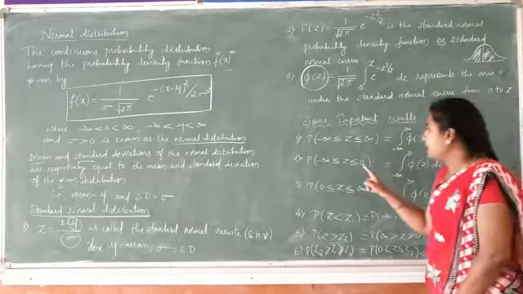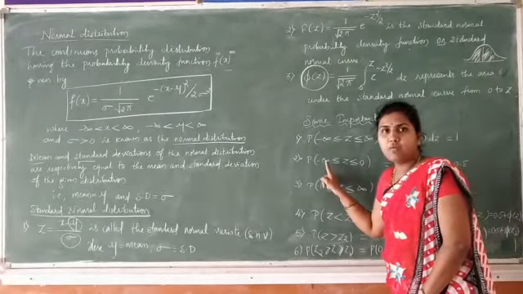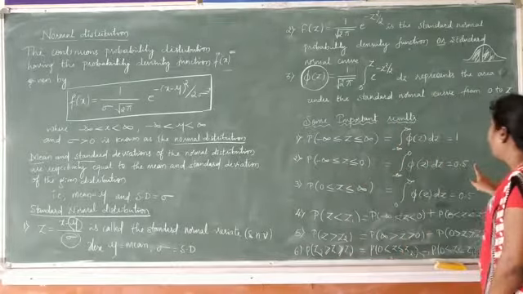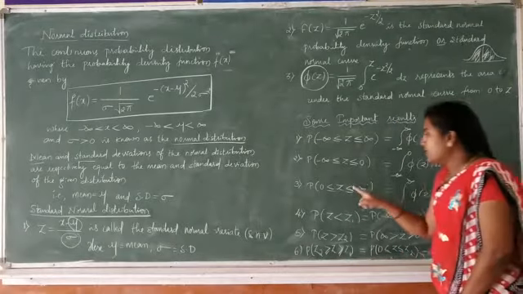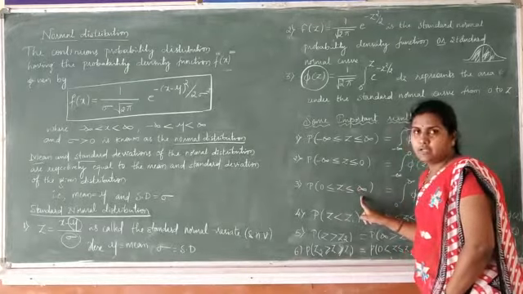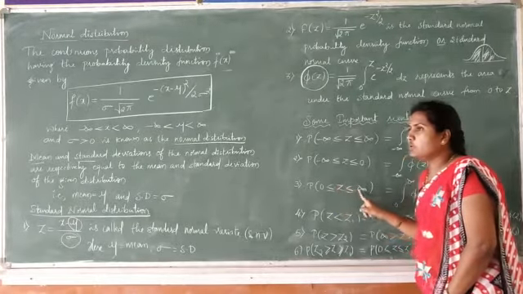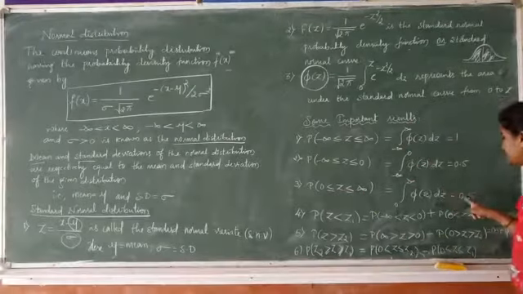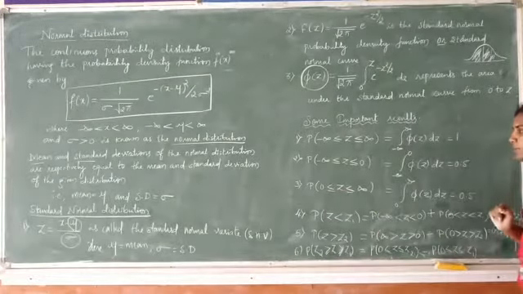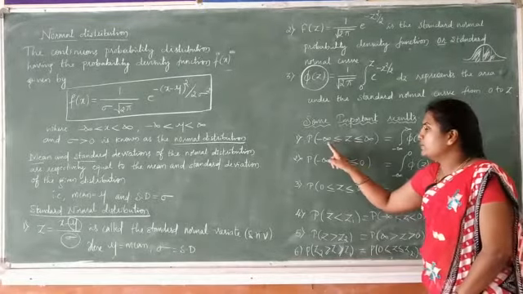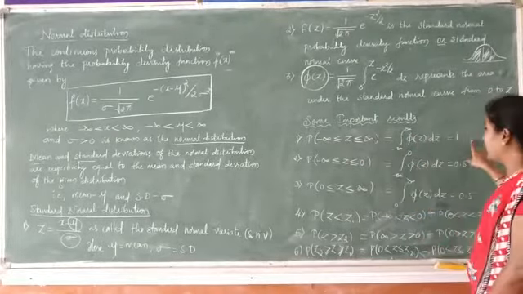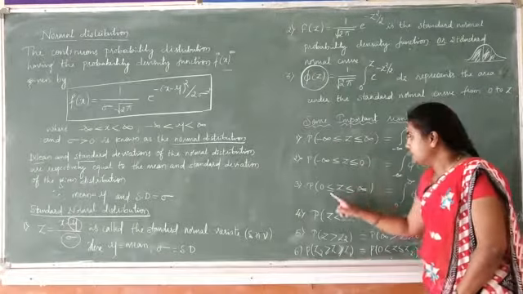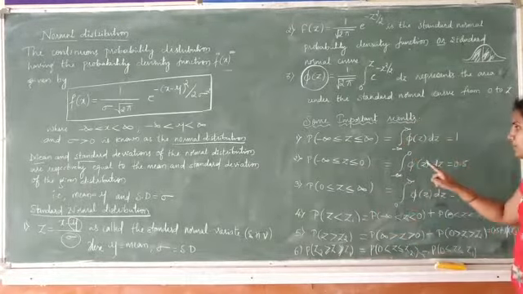Next, if z lies between minus infinity to 0, then the probability value is 0.5. If z lies between 0 to plus infinity, the probability value is also 0.5. That means if z lies between minus infinity and plus infinity, it is 1, and if z lies between minus infinity to 0 or 0 to infinity, the probability value is 0.5.